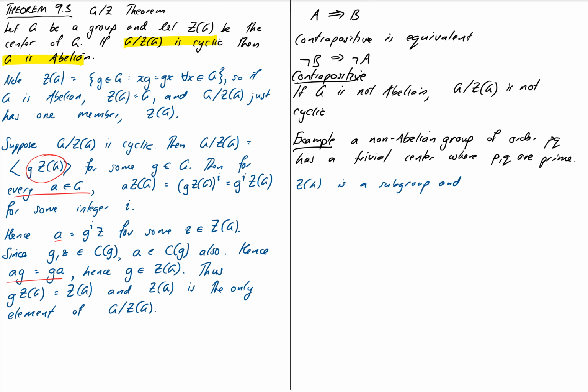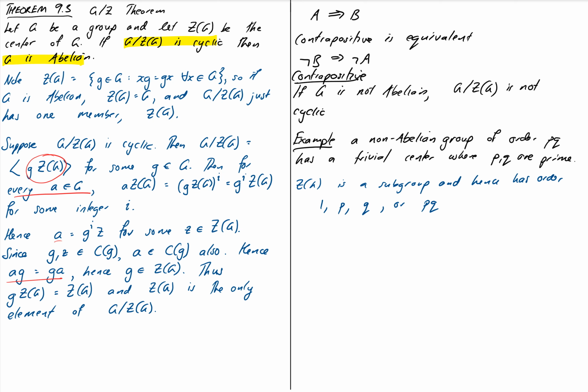And if we just go back and look at the possible orders of our subgroups, the center has order 1, P, Q, or PQ. Remember, the order of a subgroup has to divide the order of the group, and the group is of order PQ. Now let's look at these various cases.